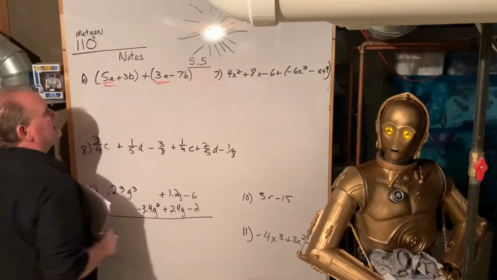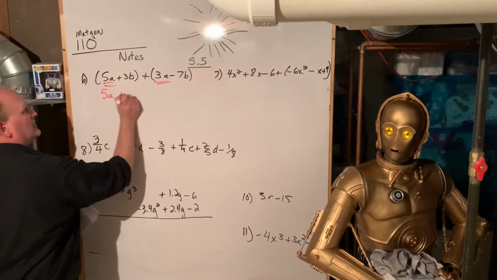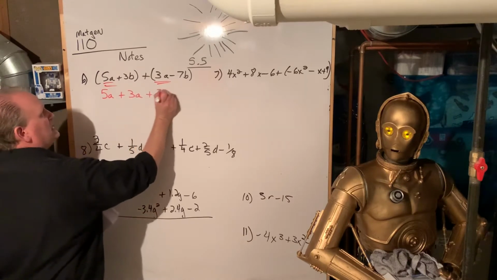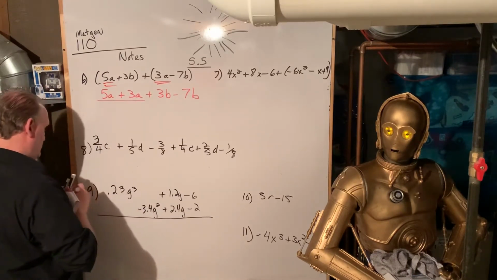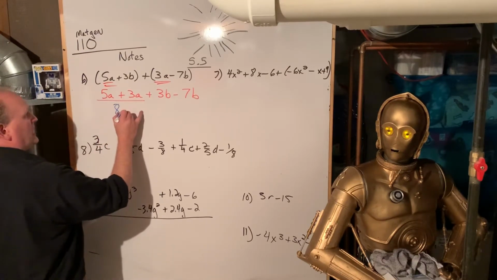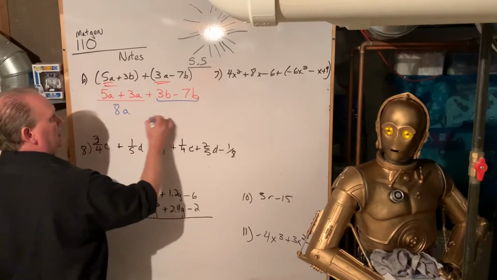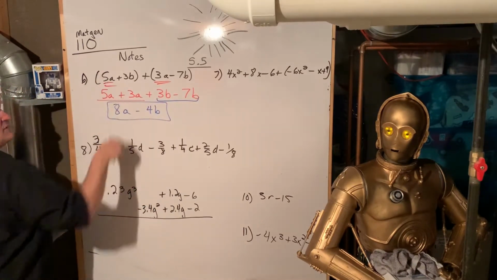3a plus 5a. So we can rearrange this: 5a plus 3a plus 3b minus 7b. And then we combine those two like terms. So we've done this already way back in the first chapter. 8a and negative 4b. So that's nothing new. That's a trip down memory lane.